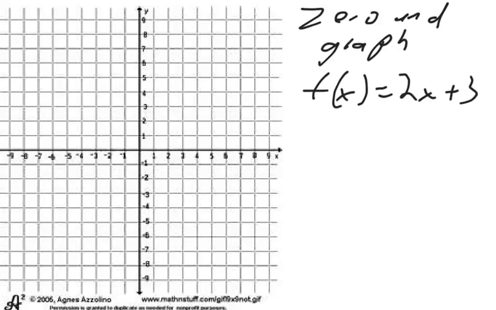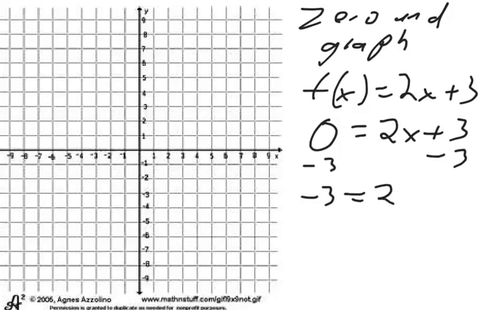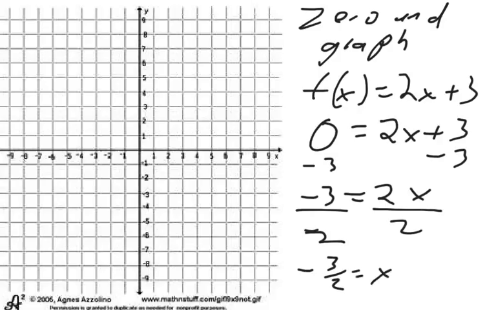Okay, the next 2 problems have slightly different directions. It says find the 0 and graph, so I plug in the 0. I got 2x plus 3. Subtract the 3. I got negative 3. That's 2x, divide by 2. And so at negative 3/2, that's where my 0 is. That's the same thing as the x-intercept.